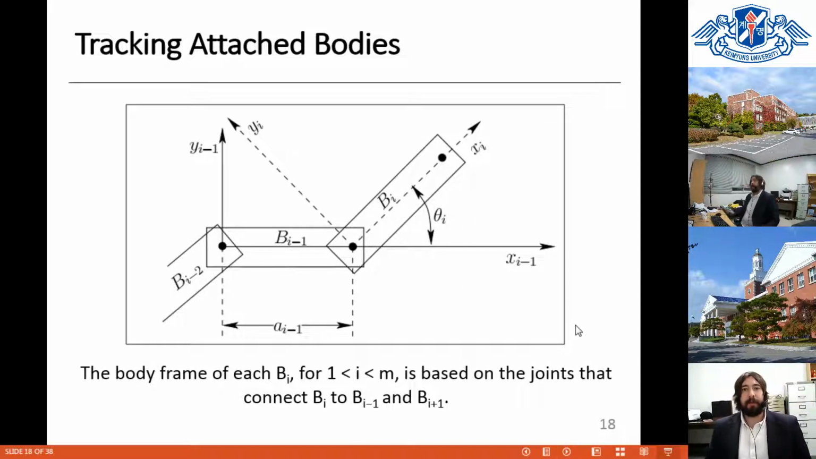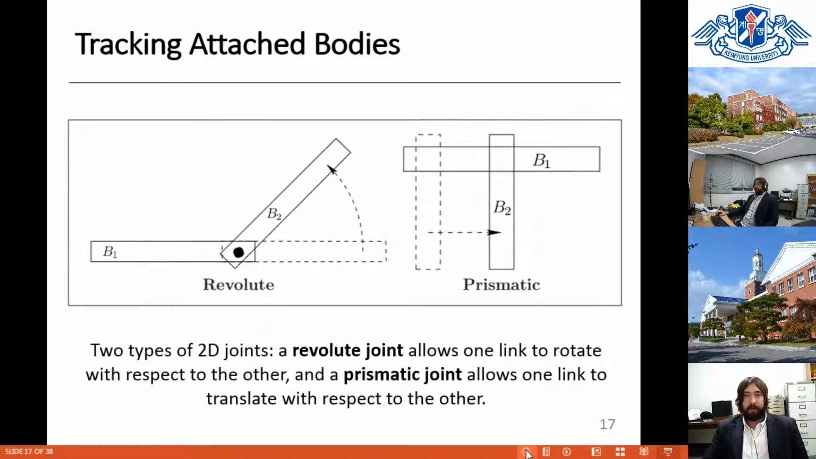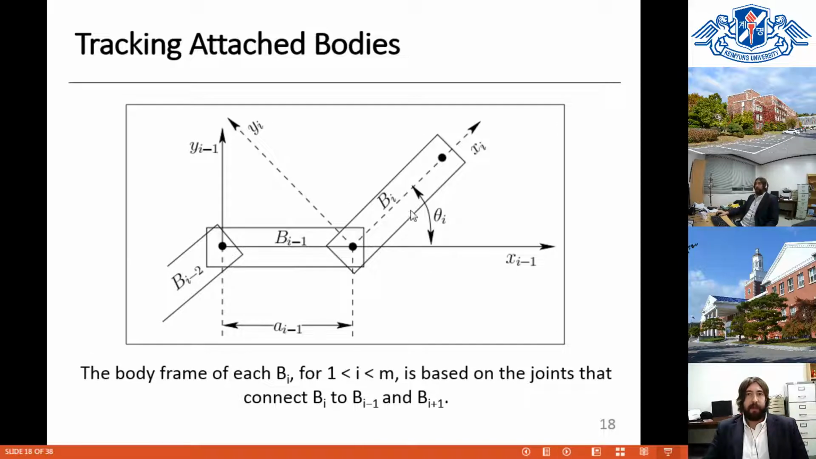So on this picture, you will see a more complex system, which is connected with many links. The links are connected with joints. As I mentioned before, this joint is called a revolute joint. Links can move with respect to each other, but they cannot be translated here also.